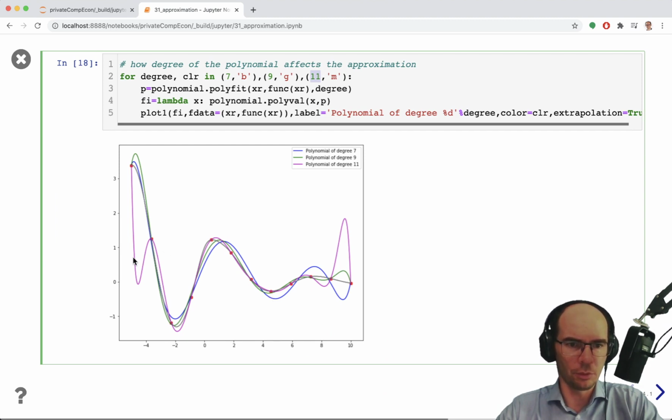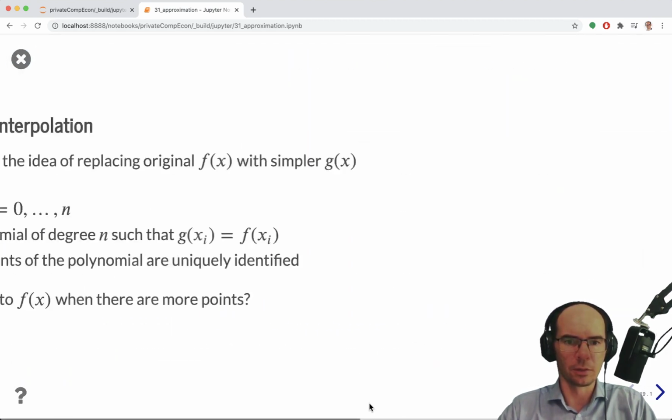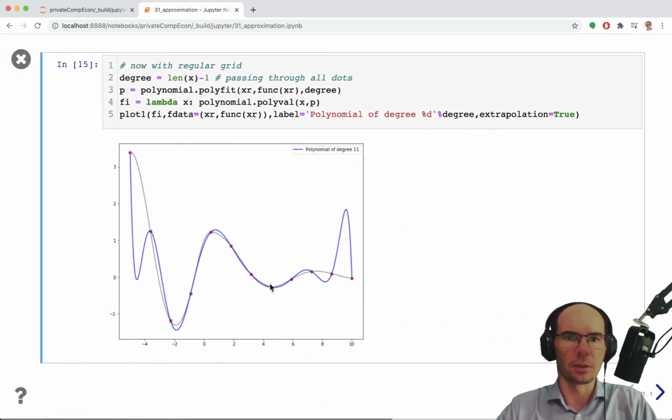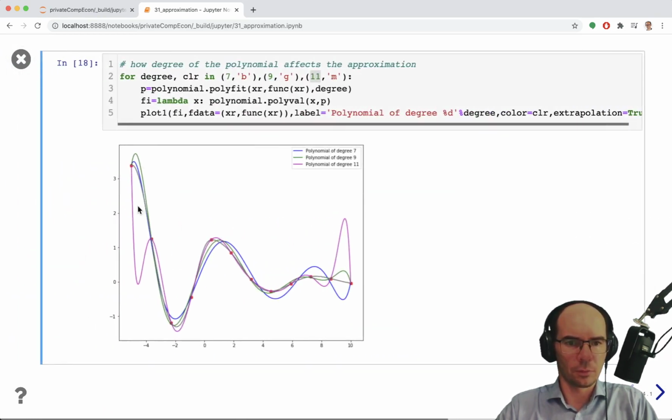It goes through all of the points. So this is just the case that we looked at here, right? This case here. 1, 2, 3, 4, 5, 6, 7, 8, 9, 10, 11, 12. Yeah, okay, that's correct. So 12 points on the grid, and the 11th degree polynomial is then matching the points exactly, or it goes through all of these points, the magenta line.